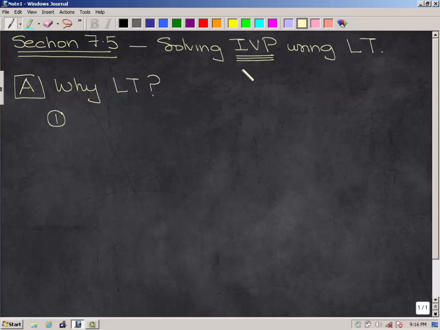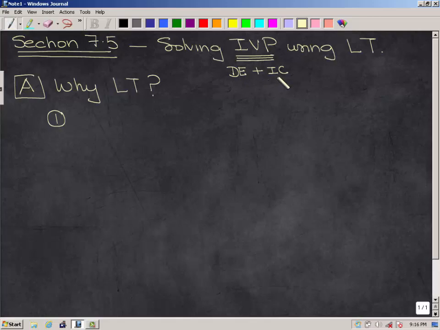So an initial value problem is a differential equation. It could be of any order, first order, second order, third order, a differential equation along with n initial conditions. So if it's an nth order differential equation, we would need n initial conditions. If you have first order, we need one initial condition. Second order, we need two initial conditions. That's what an initial value problem is.